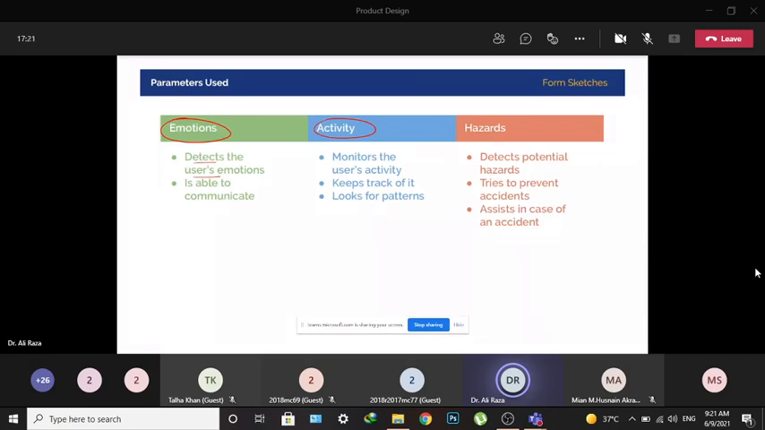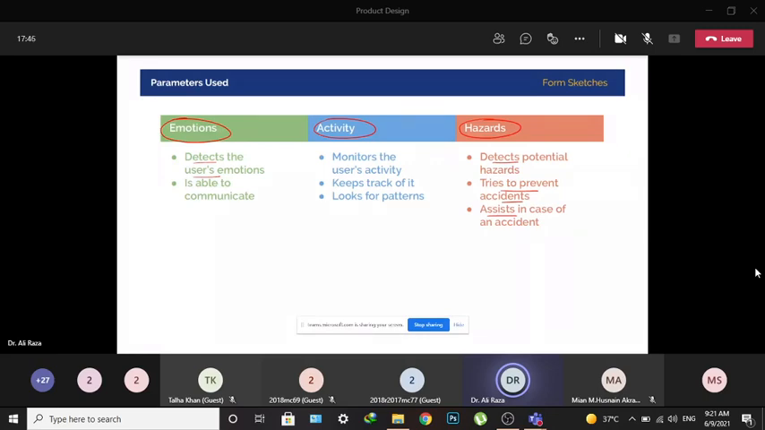And then we moved on to hazard avoidance, and in that, the robot is asked to detect all the potential hazards. It tries to prevent accidents by communicating with the person. The robot assists in the case of an accident. So these were the requirements of the design. So this was a brief which defines how this whole activity needs to be completed.